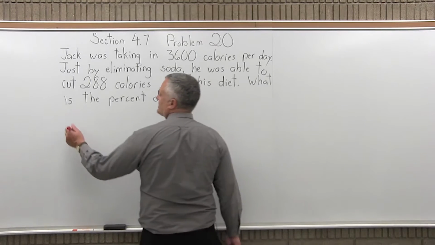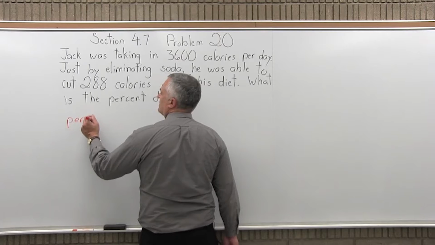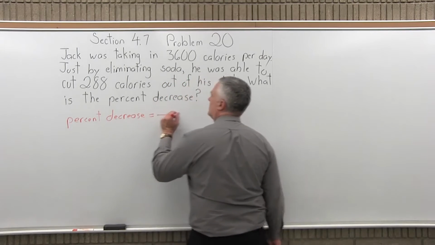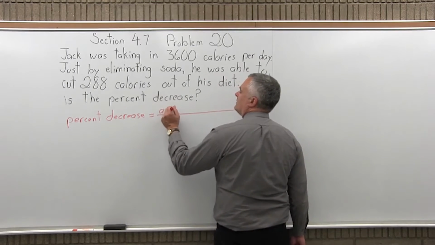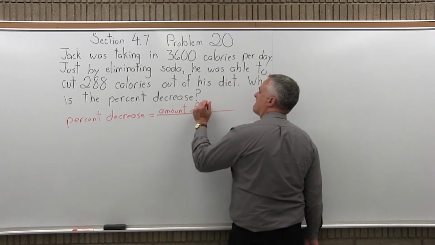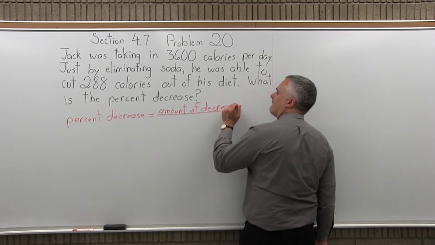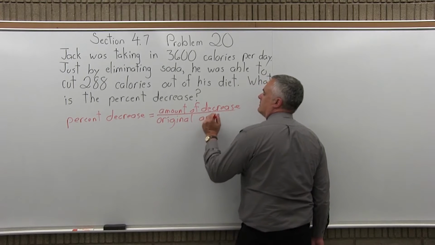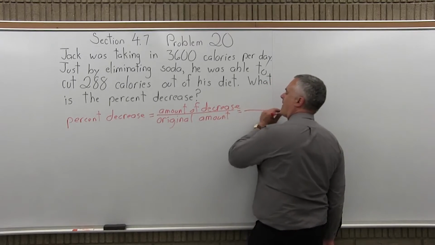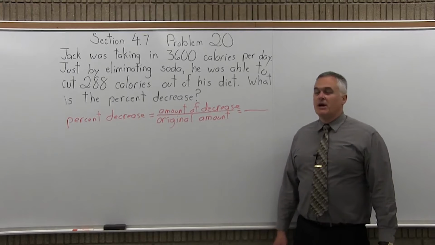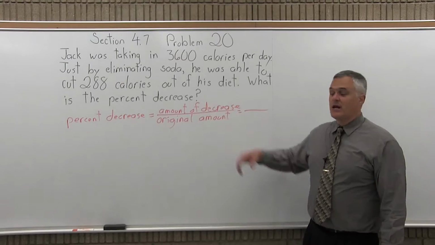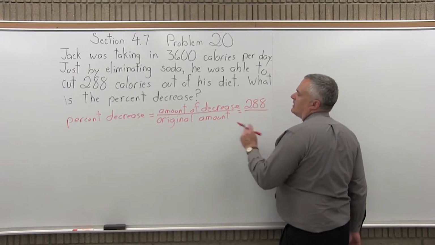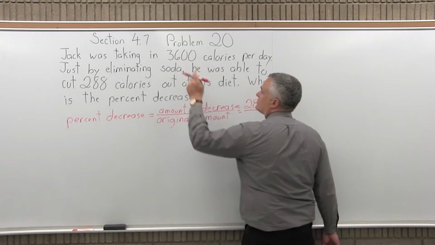So there's a formula for percent decrease, and it is percent decrease equals amount of decrease over original amount. So the amount of the decrease is 288 calories. It says so. I don't even have to do a subtraction. That's the amount of the decrease, 288. And the original amount was 3,600.